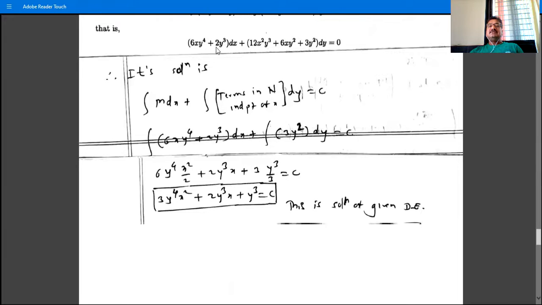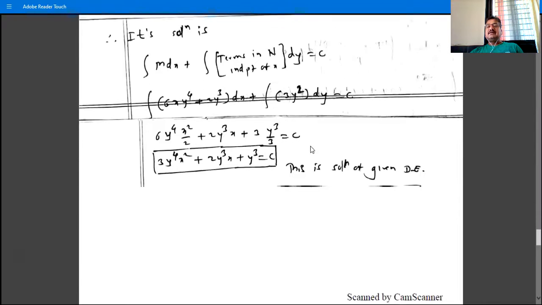So write M as this. Then write terms in N independent of x. This term depends on x. This term depends on x. This term does not depend on x. So 3y square dy is equal to 0. In all, there are 3 terms in N, but these first two terms depend on x, and so we take only this 3y square as the term.